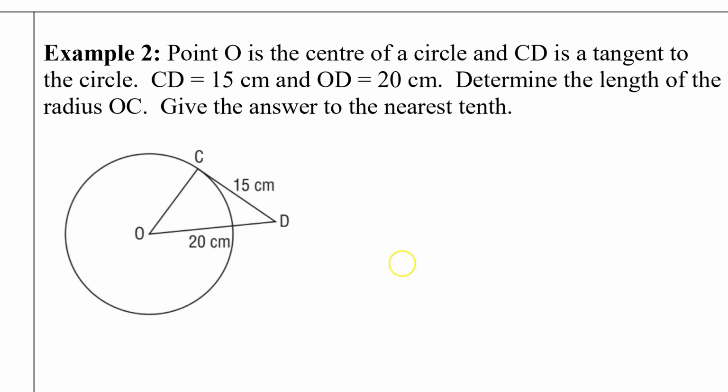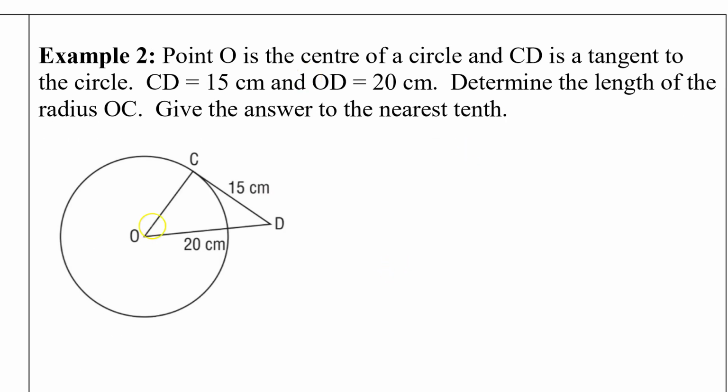Example number 2. Point O is the center of the circle, and CD is a tangent to the circle. As soon as we know that, we can say I know that that's 90 degrees here. CD is 15 centimeters, and OD is 20 centimeters. Determine the length of the radius OC. Give the answer to the nearest tenth, so that's 1 decimal place.